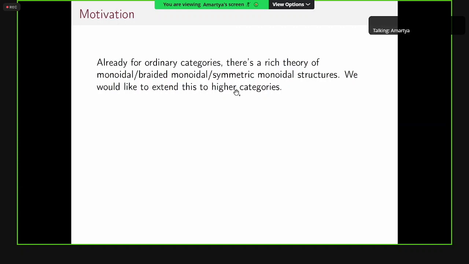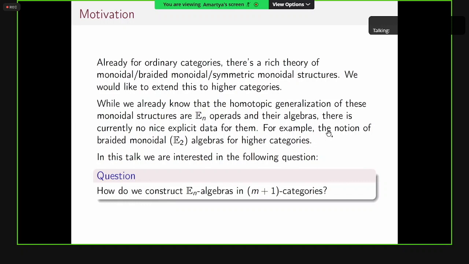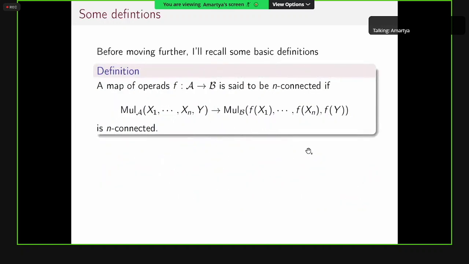Let's continue. For ordinary categories, there's a rich theory of monoidal, braided monoidal, or symmetric monoidal structures. The goal is to extend this to higher categories. We already know that the homotopy generalization of these monoidal structures are E_n operads and their algebras. At this point, there's no explicit data, for example the notion of braided monoidal algebras for higher categories. So the question that we address in this talk is: how do we think of constructing E_n algebras in (m+1)-categories?